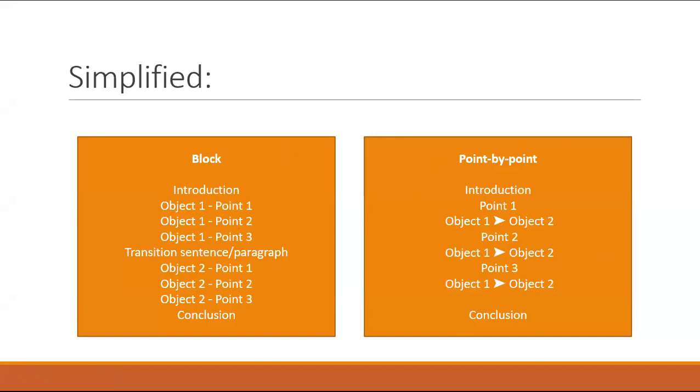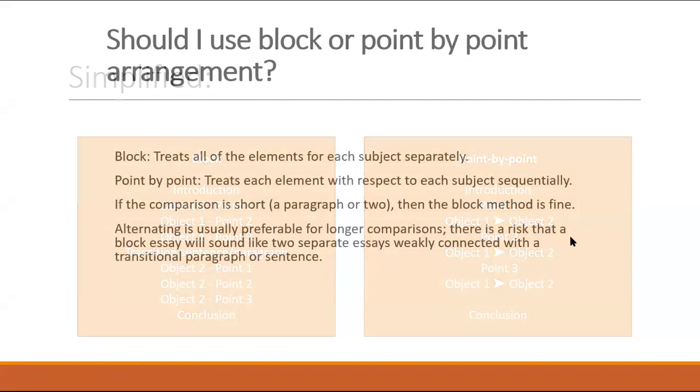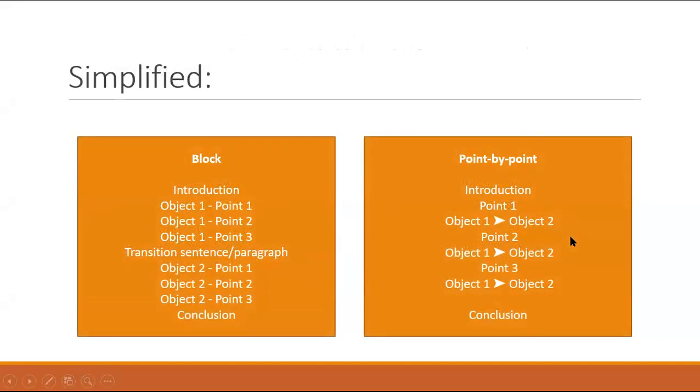Then we discuss the points separately in the block method. In point by point, we talk about them simultaneously. They follow each other in each paragraph. Point number one, object two, then point two and point three, same. And then we have the conclusion.